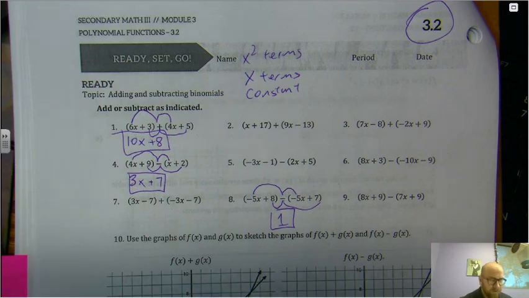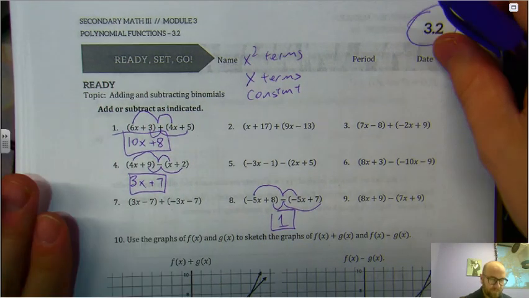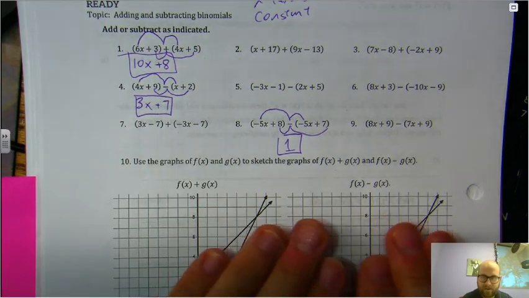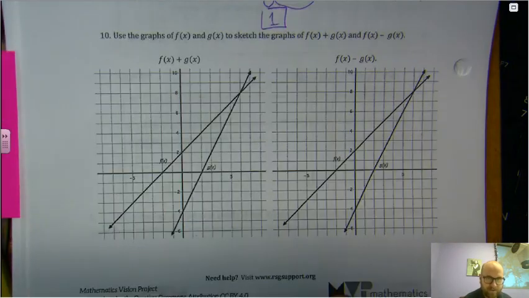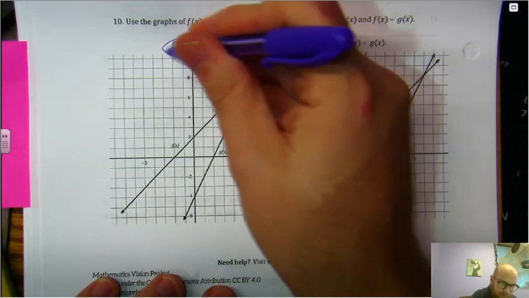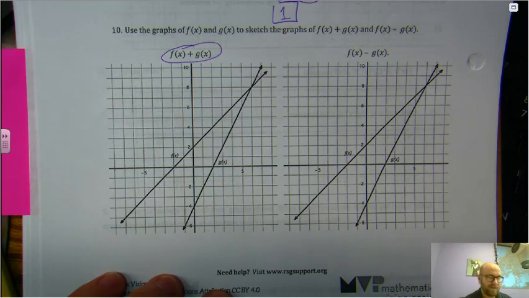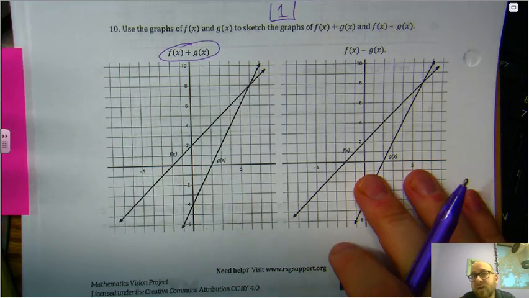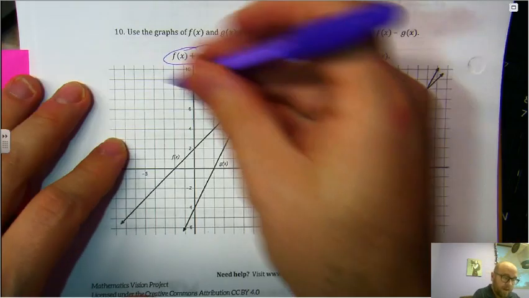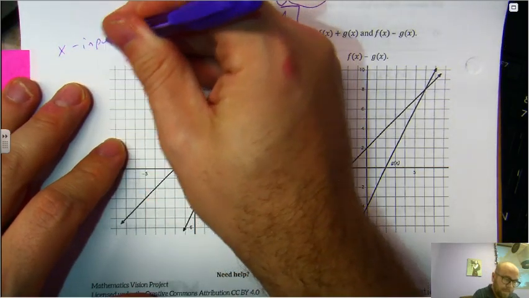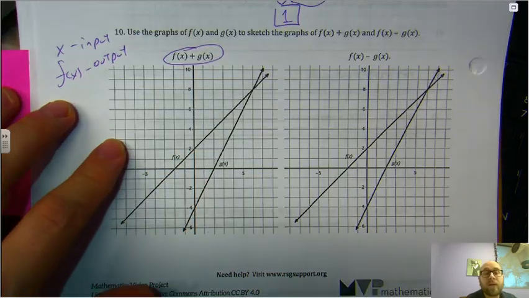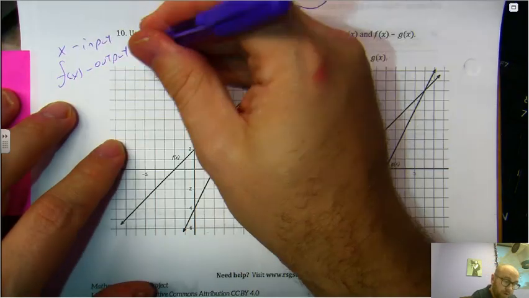Then let's go to number 10. We were given f of x plus g of x and f of x minus g of x, and it wants us to graph this. When we're thinking about graphing them added together, we're going to take these lines and add them together. What we're essentially thinking about is their outputs. Because remember, x is the input, f of x is the output. So we're looking at the outputs, and outputs are our y.